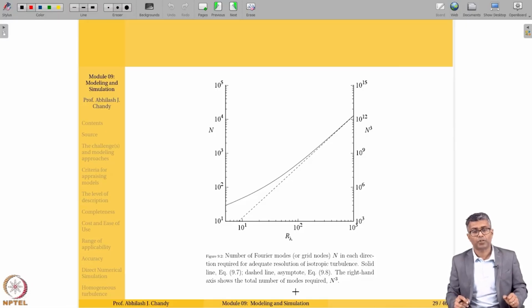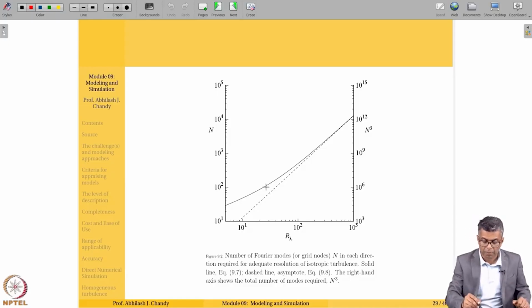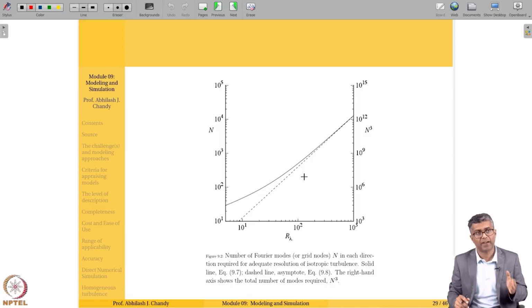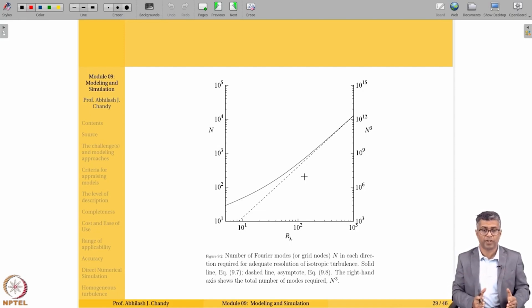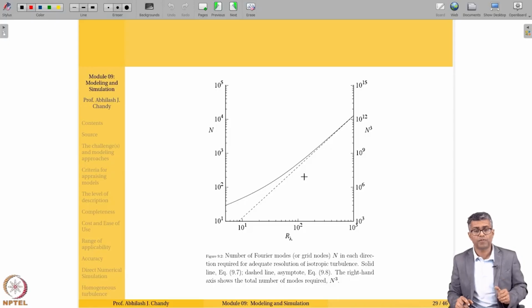So this graph here shows how n varies with R lambda. As you can see, although initially the curve is not as steep, the steepness increases as you keep increasing R lambda. The dashed line here is the asymptotic curve. On the left y-axis I have n, and on the right y-axis I have n cube. N is not sufficient, because n will just give you the total number of wave numbers in each direction, whereas n cube will give you the total number in all directions together, and that will be a good estimate of what the computational cost will be.